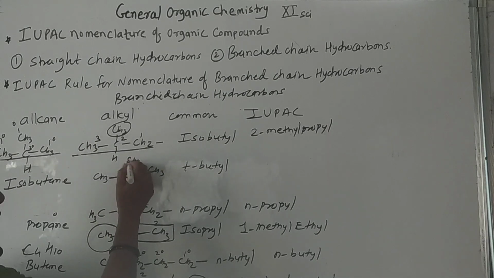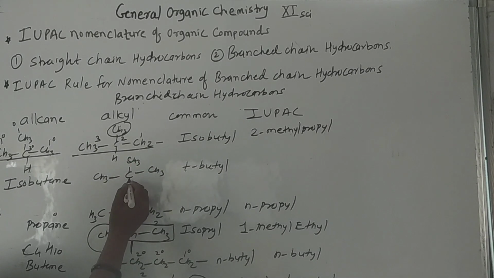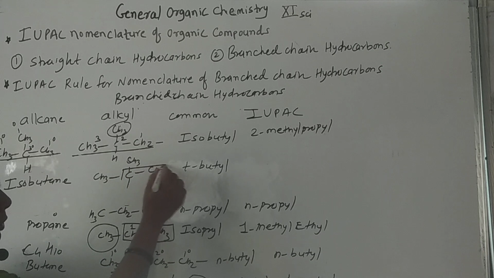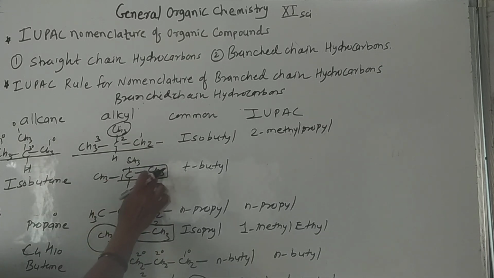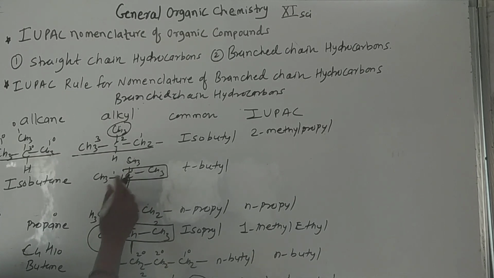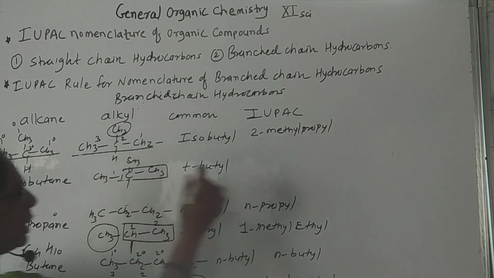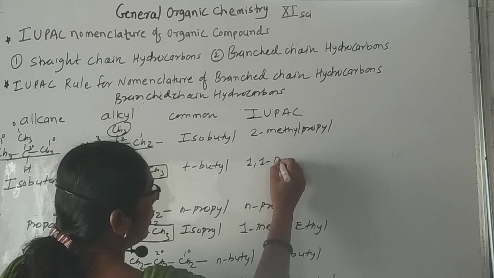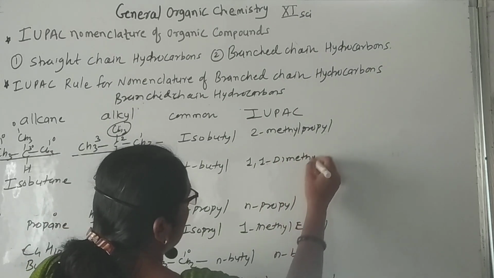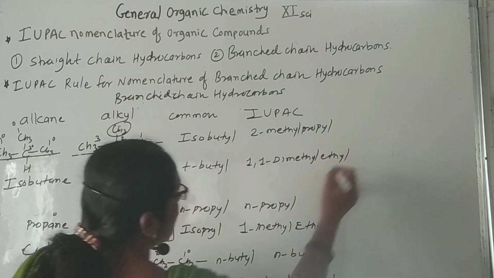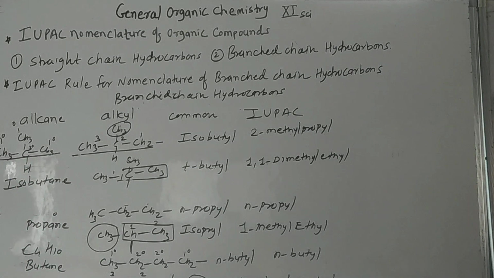So in the tertiary, when you consider tertiary, what happens? I again try to write the longest chain. The longest chain is 1, 2, or 1, 2, or 1, 2. So it is an ethyl. On ethyl, there are the 2 methyl groups. This is 1 and this one. They are the same. So I write 1,1-dimethyl ethyl. So its name is 1,1-dimethyl ethyl. Like this way, in the case of the branched chain hydrocarbon, we can write the common and IUPAC name of the alkyl groups.